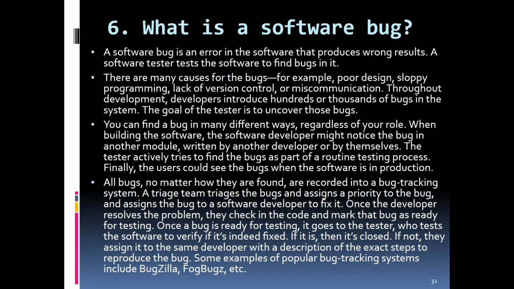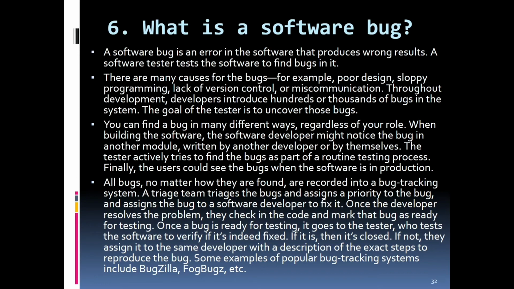Finally, the user could see the bug when the software is in production. So a bug is when the user sees an issue or error that was left in during development and testing, and in production the user could see it. That is known as a bug. And all bugs, no matter how they are found, are recorded into a bug tracking system.